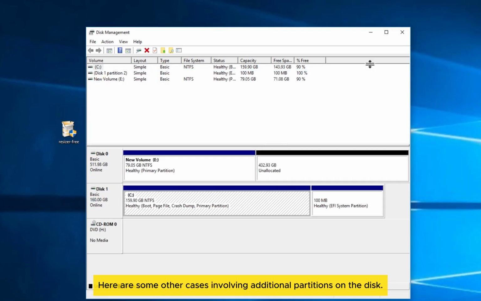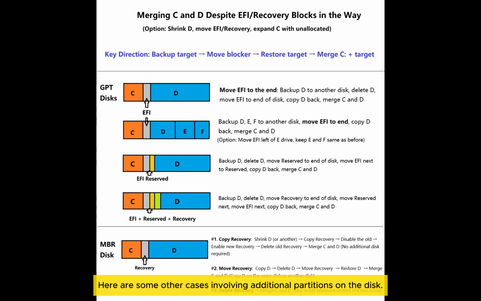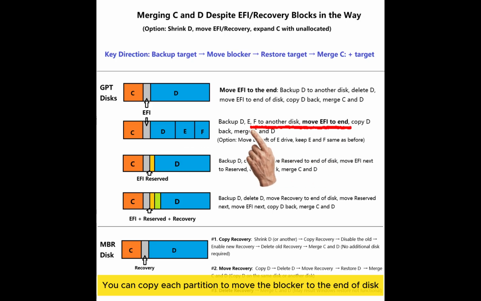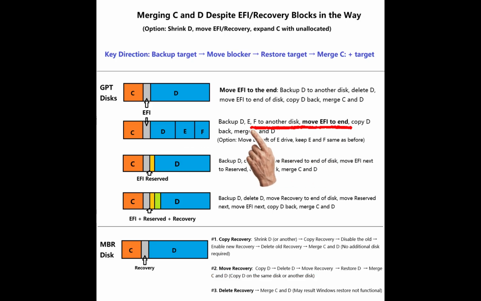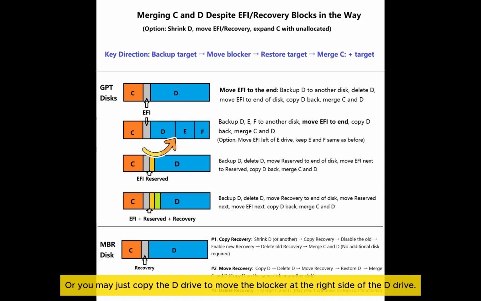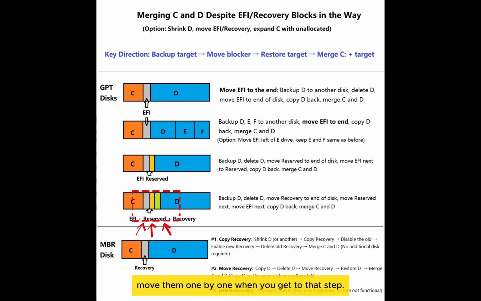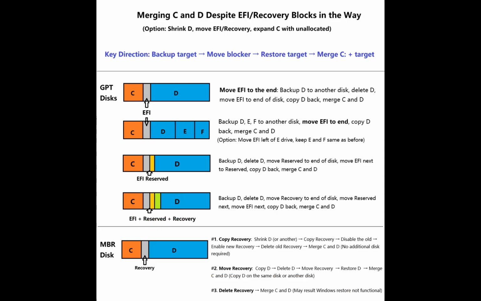Here are some other cases involving additional partitions on the disk. If there are additional partitions after the D drive, like E and F, you can copy each partition to move the blocker to the end of the disk. Or you may just copy the D drive to move the blocker to the right side of the D drive. If there's more than one blocker, like EFI plus recovery, or EFI plus reserved, or EFI plus reserved plus recovery, move them one by one when you get to that step.